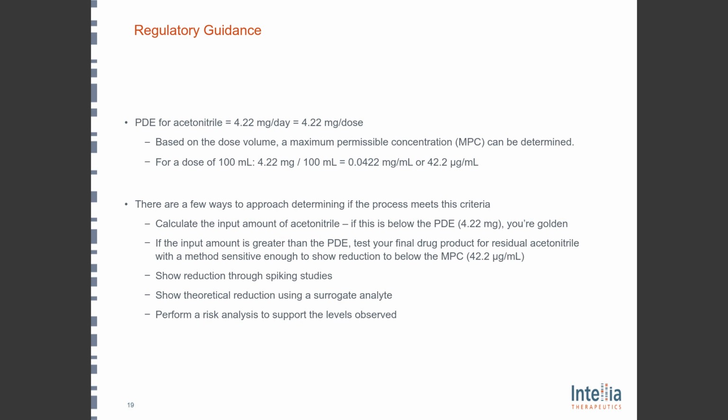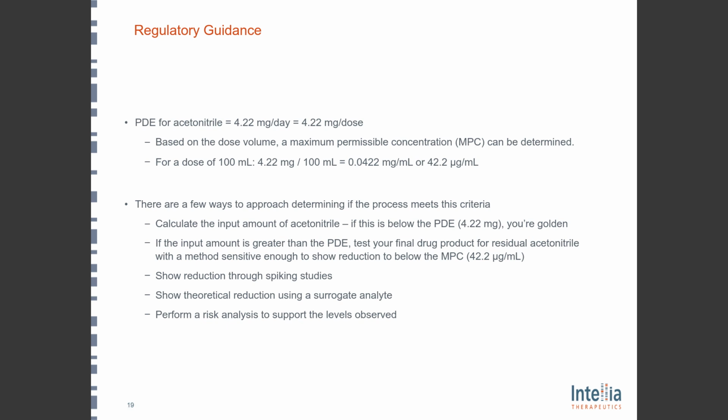So based on the dose volume, you can actually calculate a maximum permissible concentration. So if instead of a total amount of impurity you're curious about, you can change this to a concentration, which is pretty basic calculation, right? For a dose of 100 mils, you would take that 4.22 milligrams and divide it by 100 to give yourself 42.2 micrograms per mil.